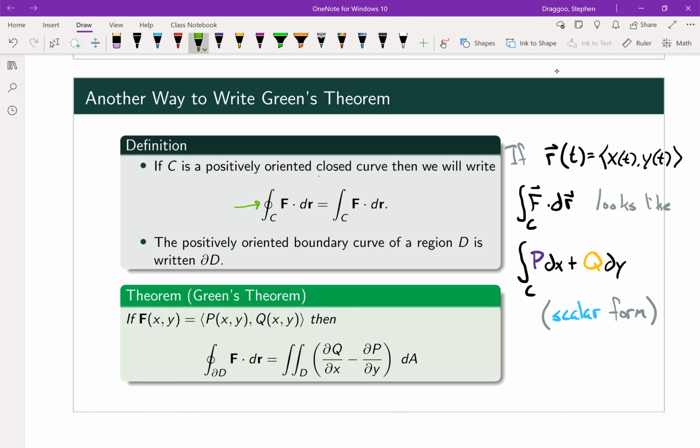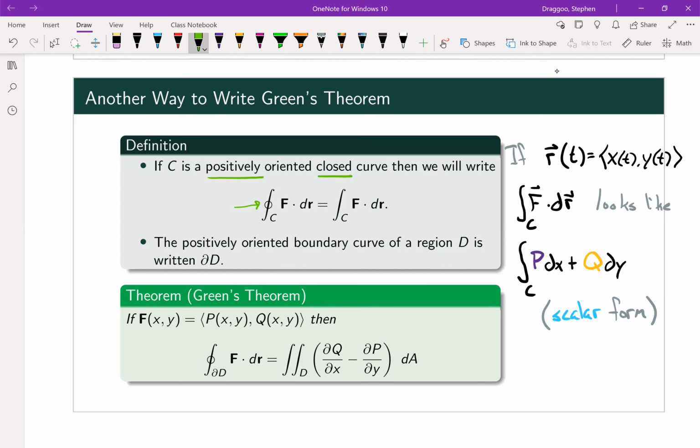So closed and positively oriented are going to be the important parts about putting that circle notation in the middle of our integral. Otherwise, it acts just like a regular line integral would. So again, we're using that circle to indicate that we're integrating over some closed curve. Or later on, it might be a closed surface if we're putting a circle through a double integral. But again, the circle means that whatever curve we're integrating on is closed, as opposed to just integrating some line that has a beginning and an end.